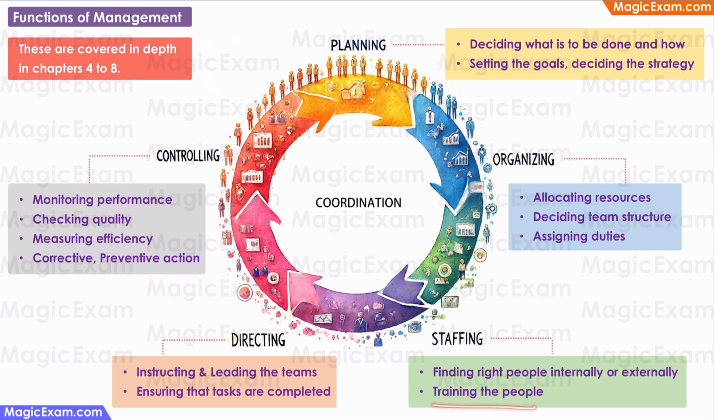Directing is next, because when the production actually starts, the management needs to direct the teams by giving instructions, by managing shifts, by motivating the workers. When the work is actually happening, then the management needs to control the work.